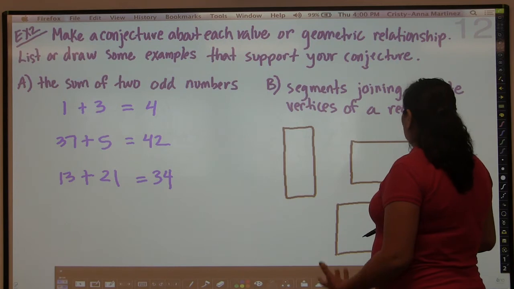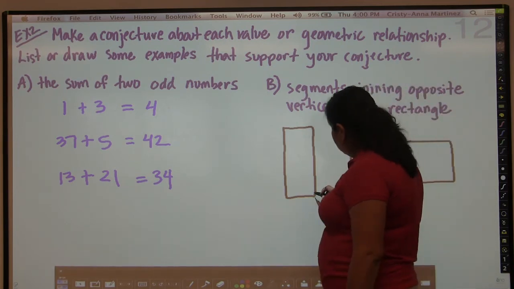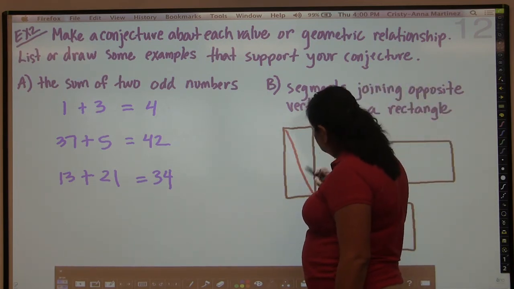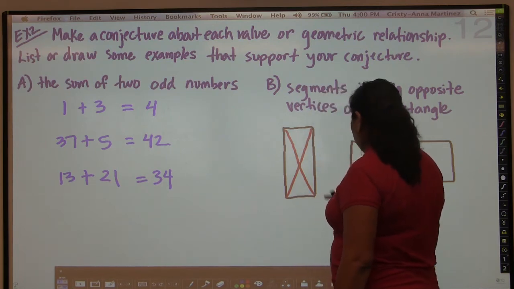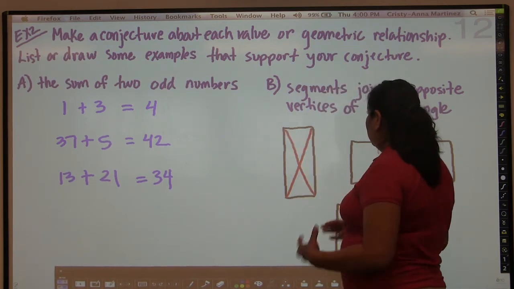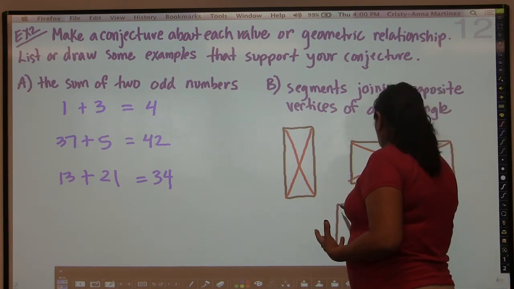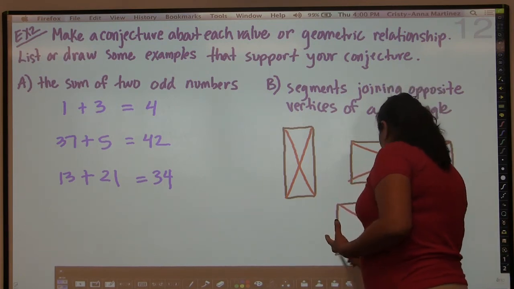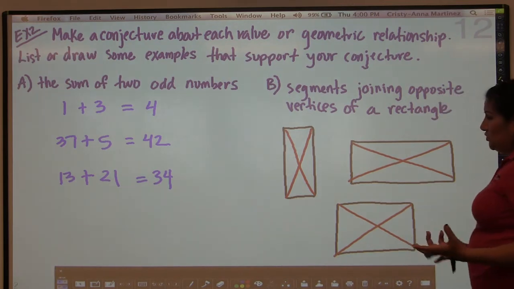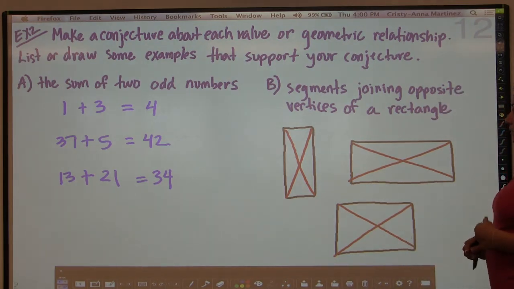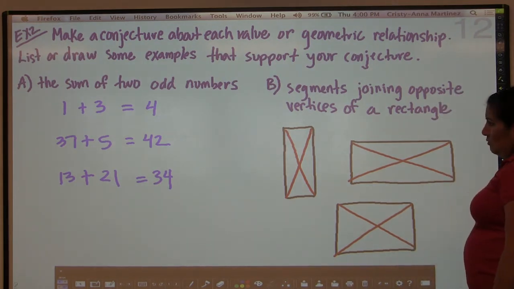But segments that are joining opposite vertices. So here's a vertex, and let's go to the opposite vertex. And so this is what we're looking at. We're looking at this segment and that segment. What do we seem to observe as we draw these vertices? And again, I don't have a ruler, so my segments aren't as straight or accurate as yours could be. I would encourage you to actually use a ruler and make them more accurate.